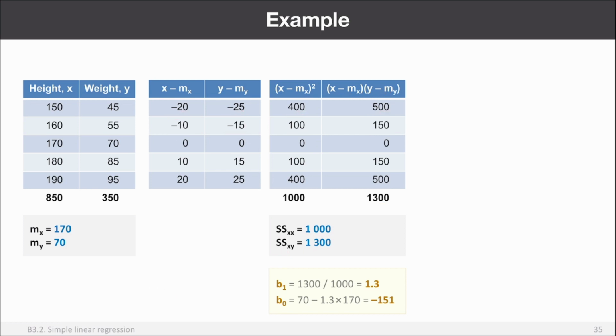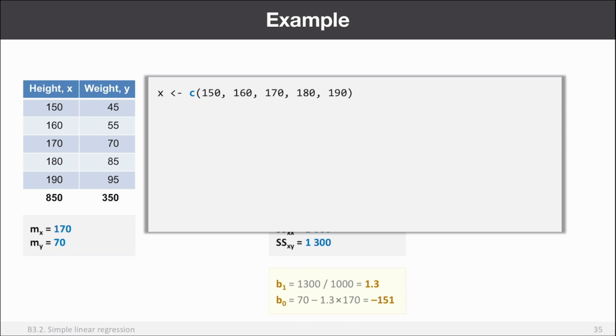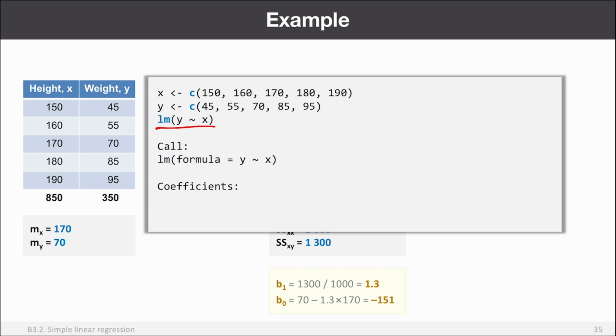I will simply go to R and enter this data. So this is how to do it. I enter x values, I enter y values, and then, you remember, we already used this function in the previous learning sequence. That's what makes a linear model. lm, linear model, y depends on x. And these are the regression coefficients. Look, this is the intercept, minus 151, exactly what we got, and the slope 1.3, exactly what we got. So all our calculations were correct. At least they are in agreement with what we get in R.